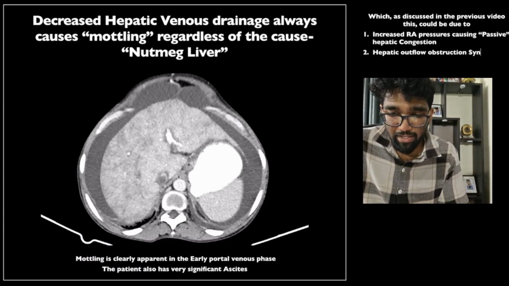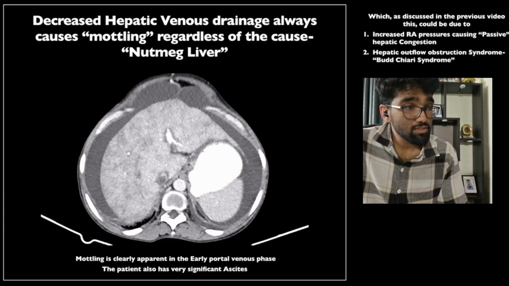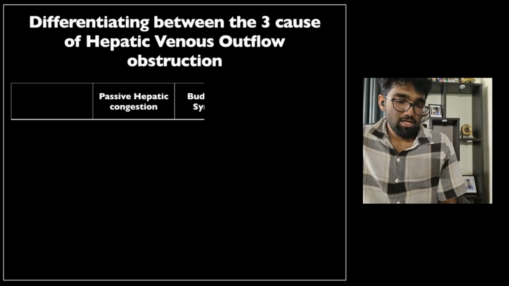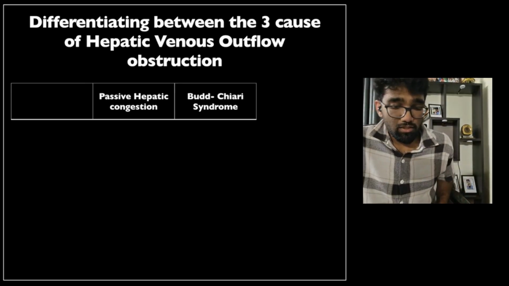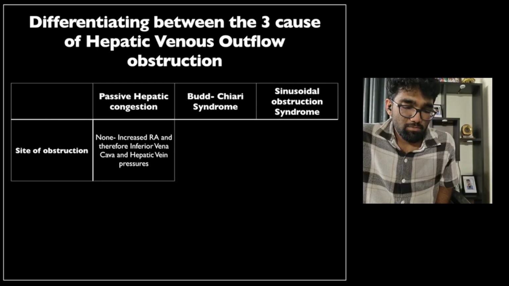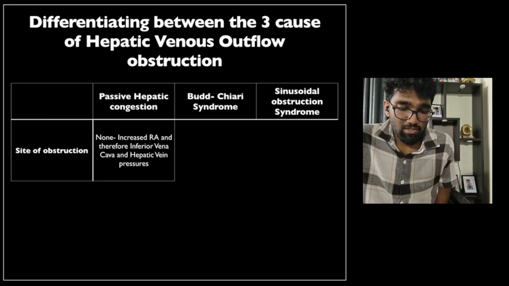Then hepatic outflow obstruction syndrome, that is Budd-Chiari syndrome, and sinusoidal obstruction syndrome. So how do I differentiate between these three entities: passive hepatic congestion, Budd-Chiari syndrome, and sinusoidal obstruction syndrome? The site of obstruction in passive hepatic congestion is that there's no obstruction, there's just increased right atrial pressure, and that is causing the pressure within the inferior vena cava, and therefore the hepatic vein, to rise.